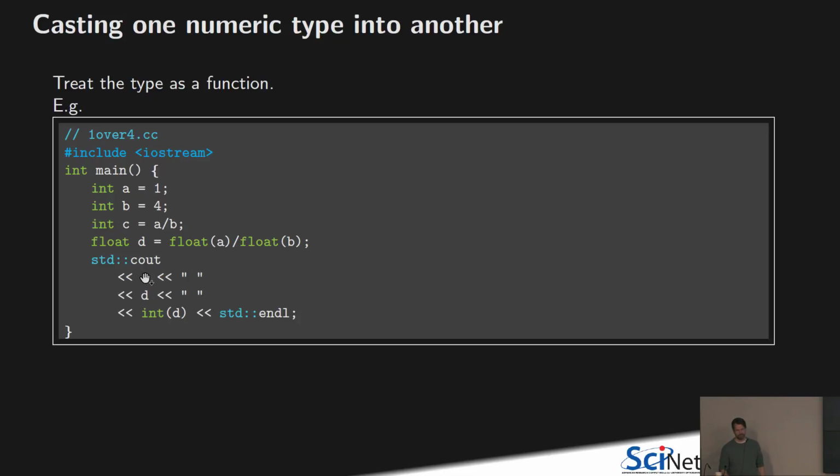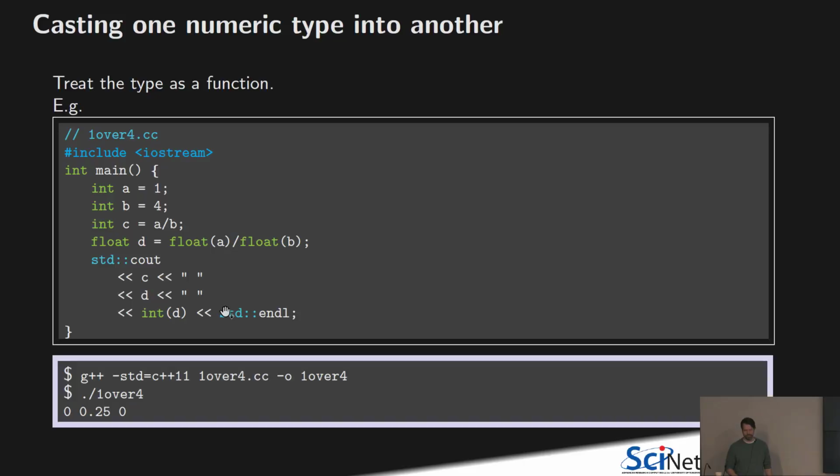Then I take the division and I store that in another floating point. And I print this out, so C is my integer division, D the floating point, and then I also print the integer part of D, just to show you that that's actually what's being done in this case. So the first gives me 0, the second does give me 1/4, and the last gives me 0. So be a little bit careful when you're doing these things, especially if you're hard coding numbers.